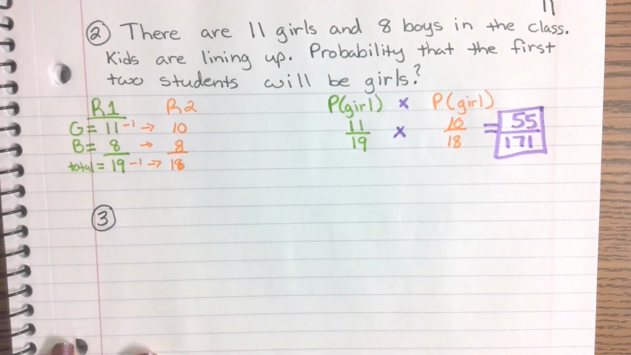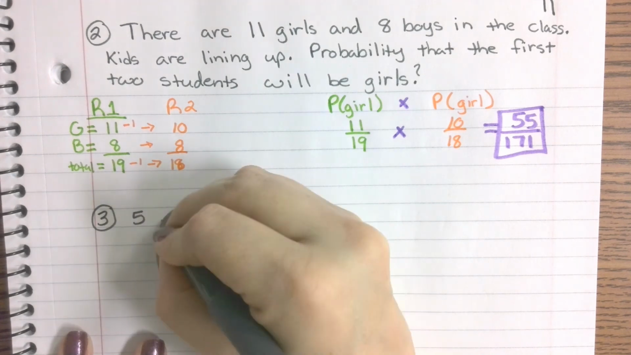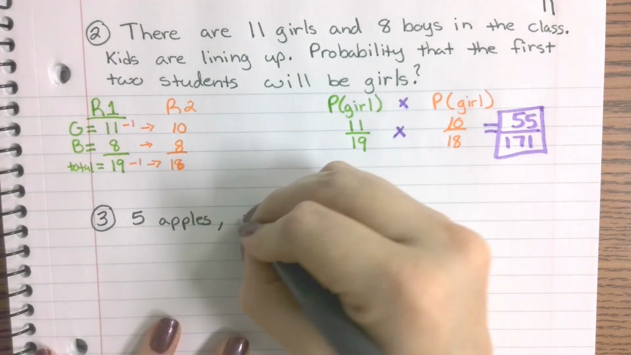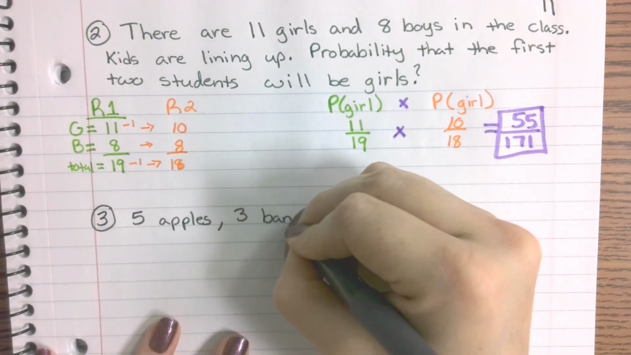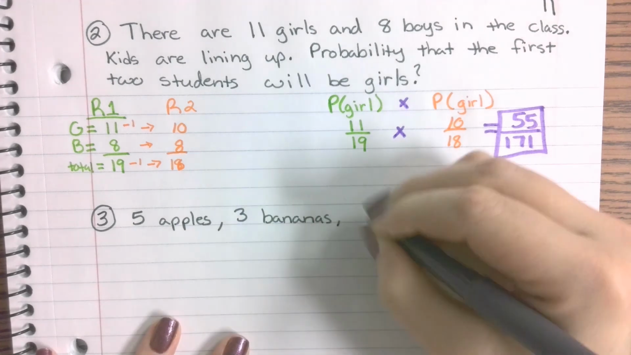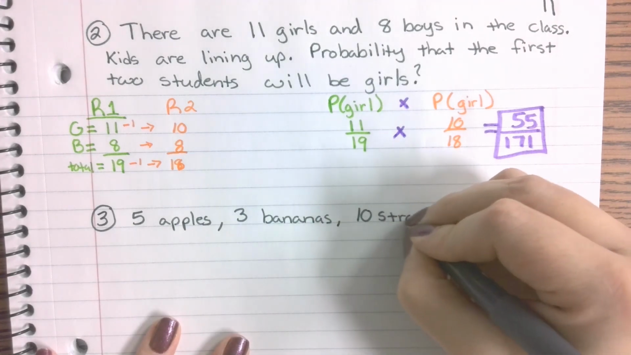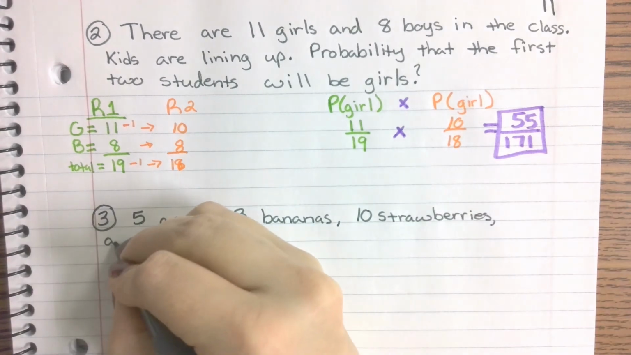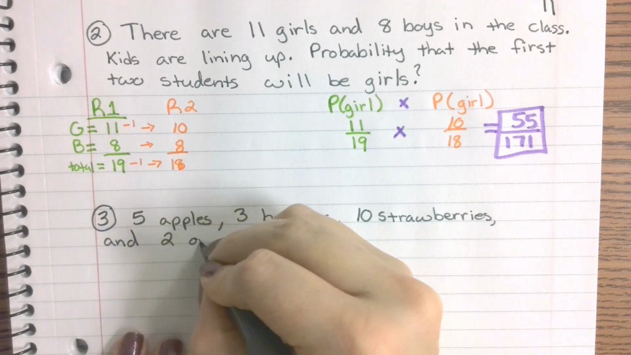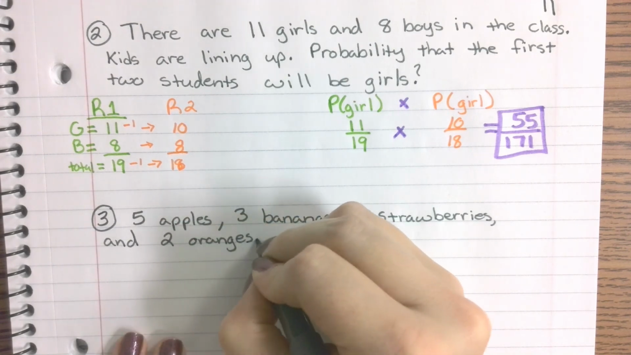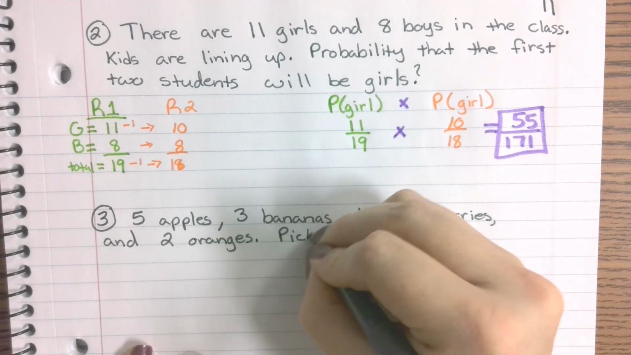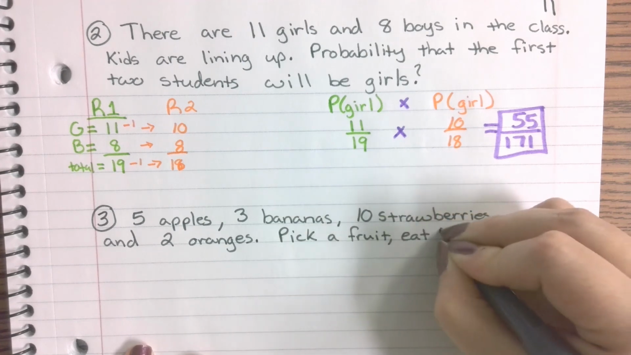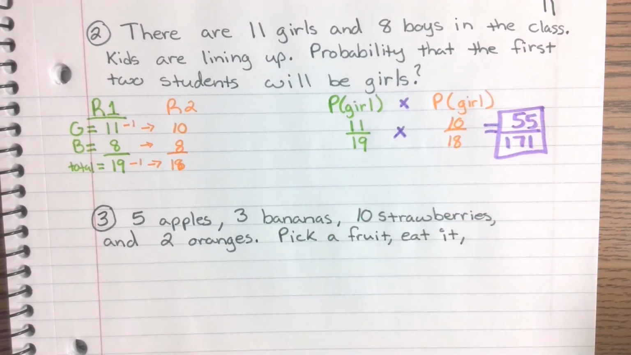I'm going to have you guys try this one on your own. We have a basket of fruit. The basket of fruit's got 5 apples, 3 bananas, 10 strawberries, and 2 oranges. You're going to pick a fruit. You're going to eat the fruit, which means it's now officially removed. It's gone from the pickings.